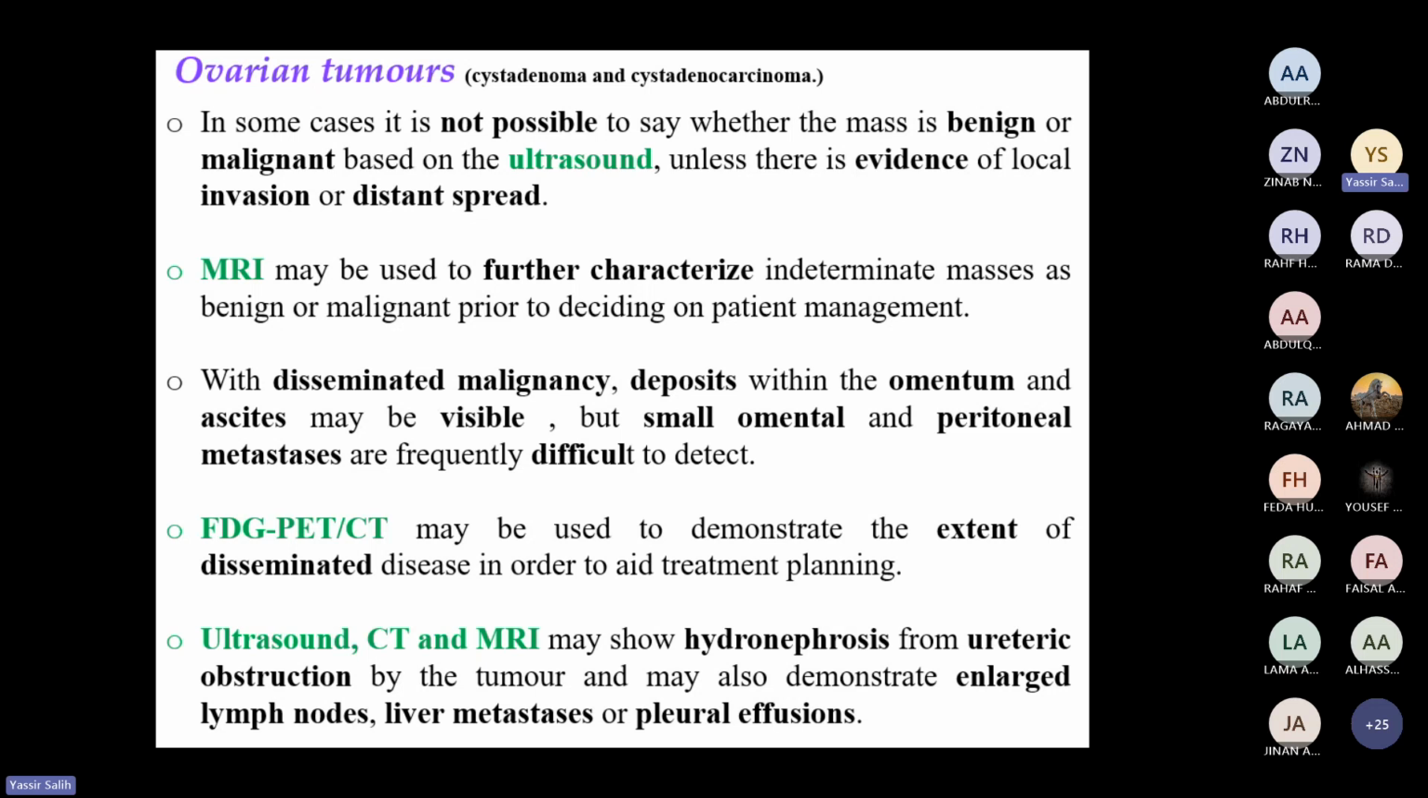ايضا ممكن نعمل طبعا الالترا ساوند and CT and MRI. In addition to what we said, the ultrasound can demonstrate مثلا local invasion او الديستال سبريد، يعني ممكن يكون في ليمف نود او كذا. Also ultrasound and CT and MRI can demonstrate if there is ureteric obstruction، يعني عندنا hydronephrosis او عندنا الليمف نود زي ما قلنا، او metastasis to the liver او pleural effusion. All these can be evaluated by CT or MRI and ultrasound.